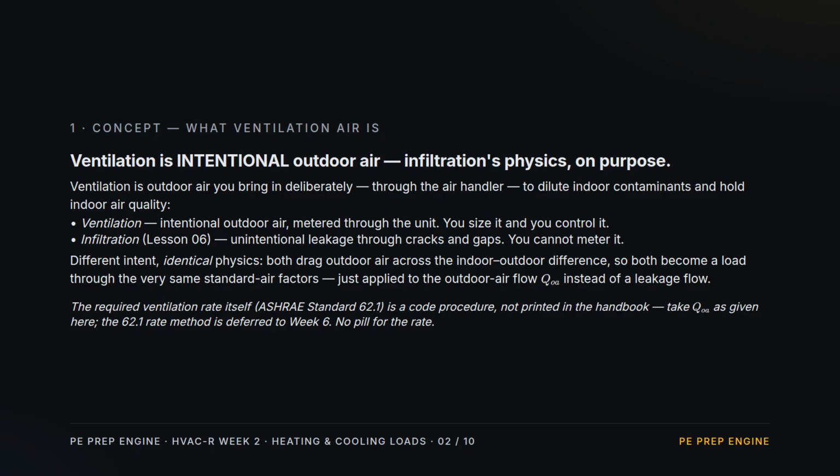Concept 1. What ventilation air is. Ventilation is outdoor air you bring in on purpose, metered through the air handler to dilute contaminants and hold air quality. Infiltration, from Lesson 6, is the same outdoor air leaking in unintentionally through cracks. Different intent, identical physics. Both drag outdoor air across the indoor-outdoor difference, so both become a load through the same standard air factors, just applied to the outdoor airflow. How much ventilation you need comes from a code, Standard 62.1, not the handbook, so we take that flow as given and defer the rate to Week 6.